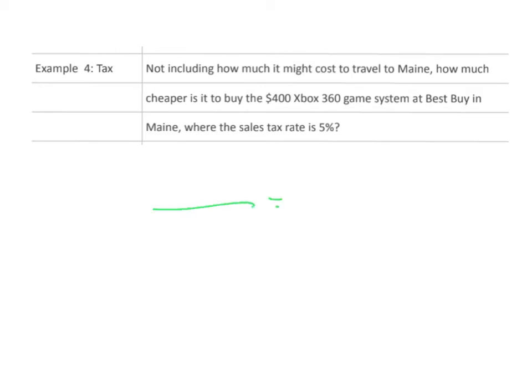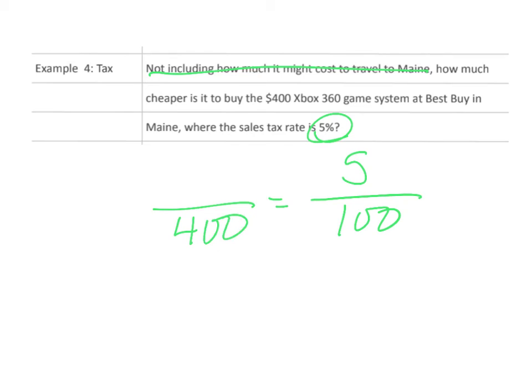Let's do another tax one. Again, we're going to set up our proportion. This should always be the first thing you do. Not including how much it might cost to travel to Maine, so we can ignore that sentence. How much cheaper is it to buy the $400 Xbox 360 game system in Maine, where the sales tax rate is 5%? So the 5 is going to go on top because it's a percent. We still have 400, so I'm still going to multiply by 4 to get 400. 5 times 4 gives me 20.